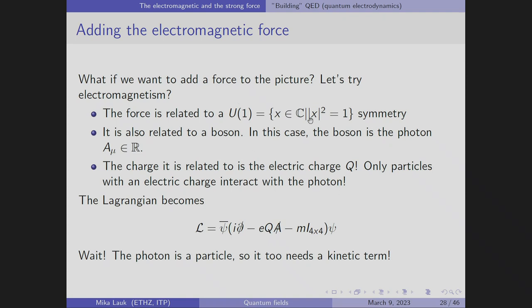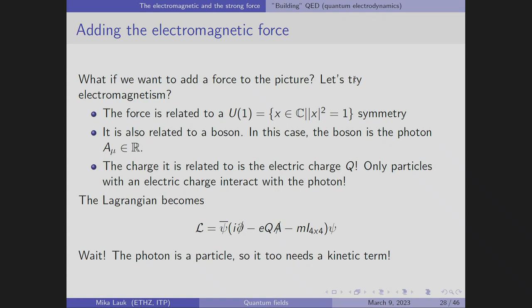And in this case, what we have is something called a U1 symmetry, which means that we can multiply this field psi by some complex number with mod squared 1, and the Lagrangian should not change. And it's also related to a boson, the force. In this case, the boson has some value in R. It's a vector boson, so it comes with an index, a space-time index here. The charge it is related to is what we call the electric charge Q.